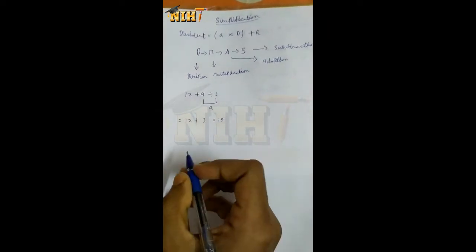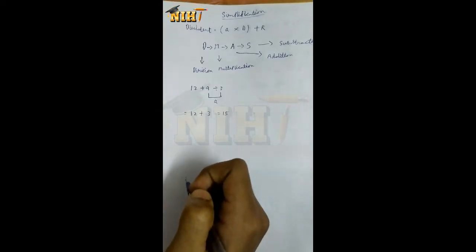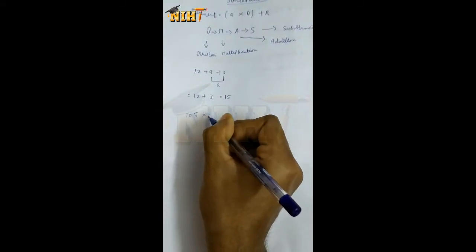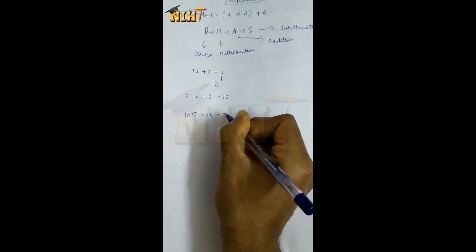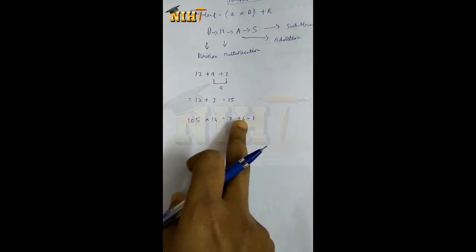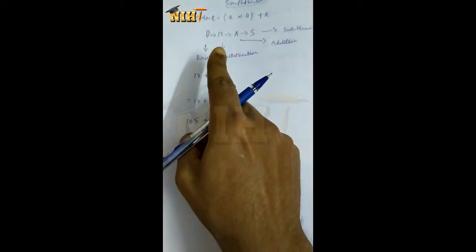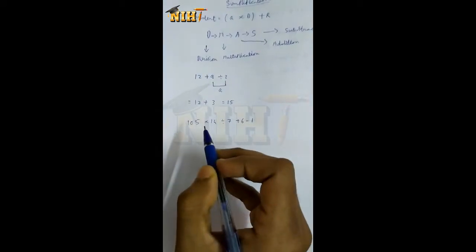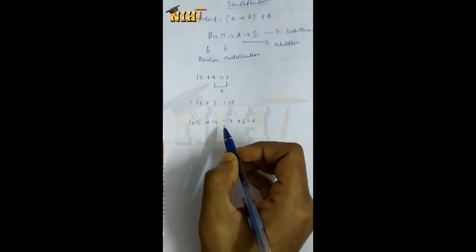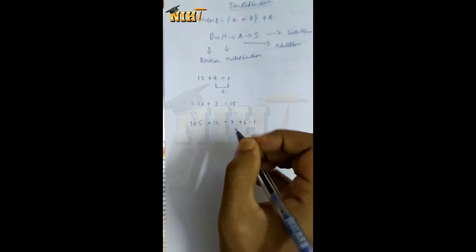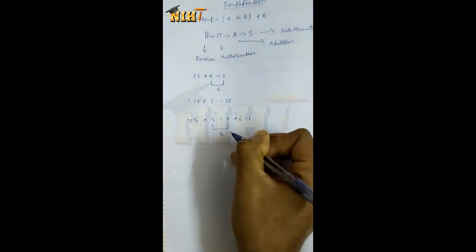I will do the next example. Let's take a larger equation: 105 into 14 divided by 7 plus 6 minus 1. In this equation we have multiplication, division, addition and subtraction. So we have to find what to do first. Again we have to find the quotient from this equation. As we know, division always comes first through the DMAS process. So this will be the quotient.